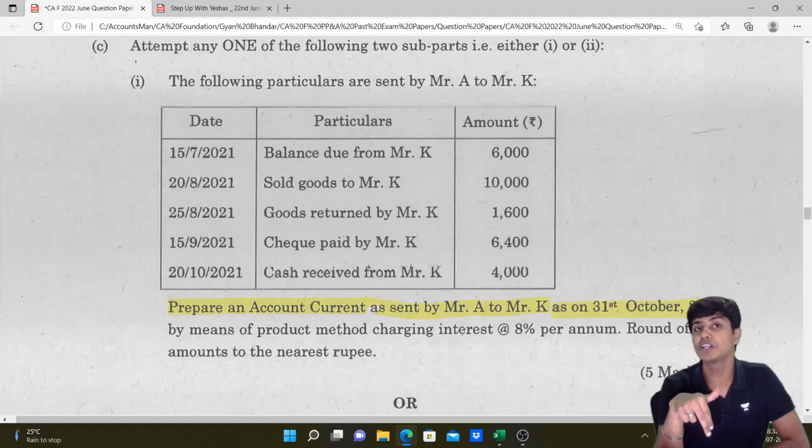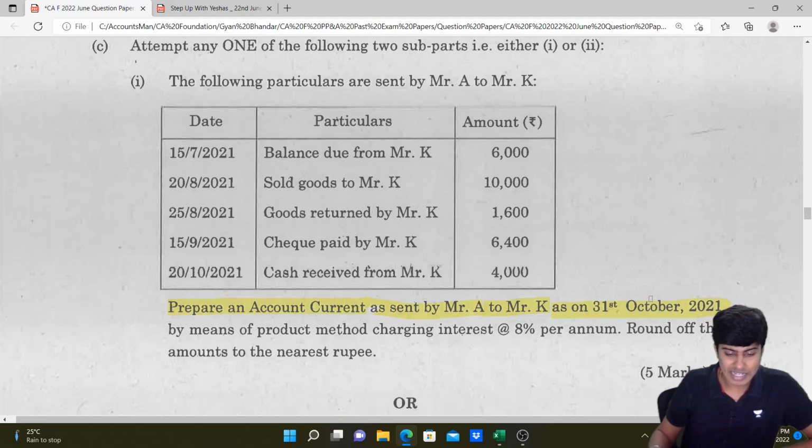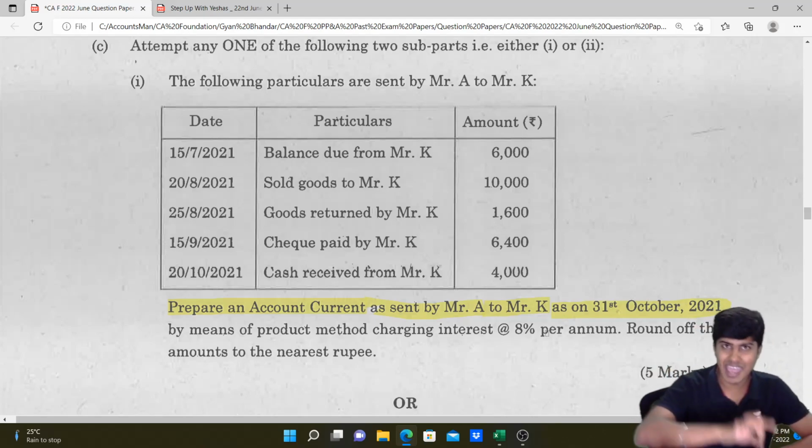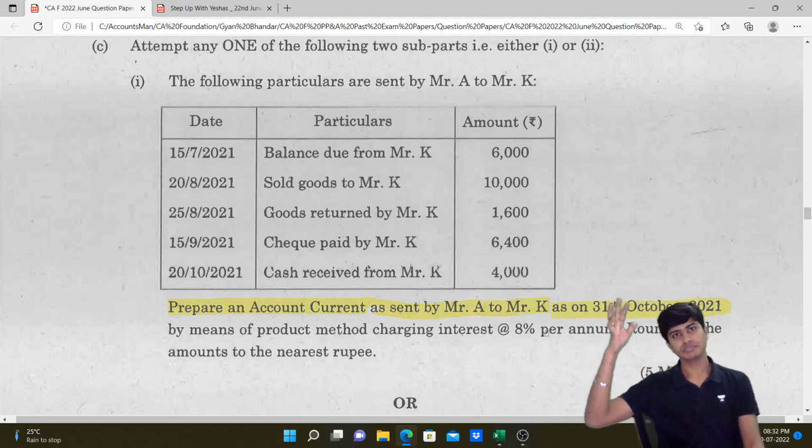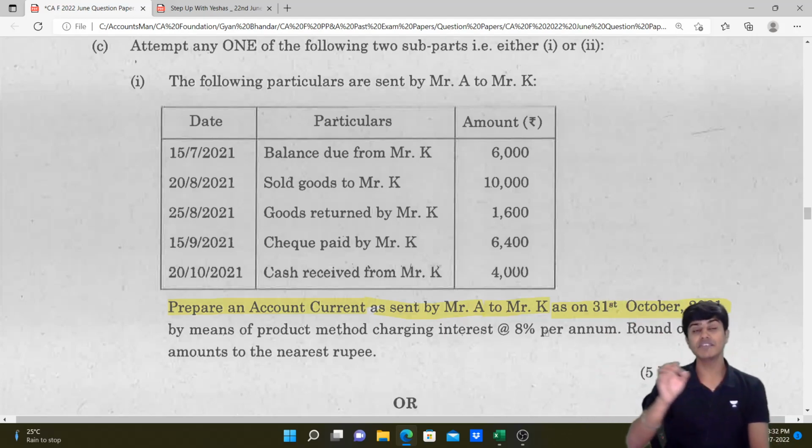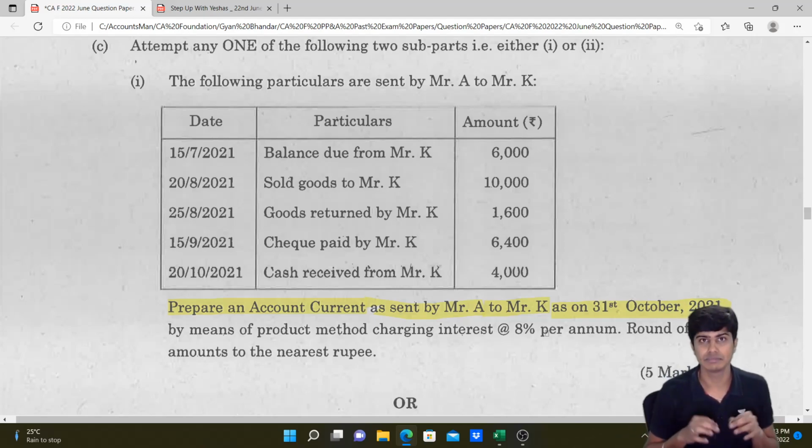That person's perspective we should use. Now in this case, sent by A to K. So the name of the account current should be Mr. K in account current with Mr. A. This is done in the books of Mr. K. So what should we do?